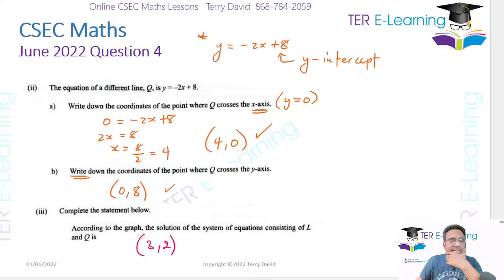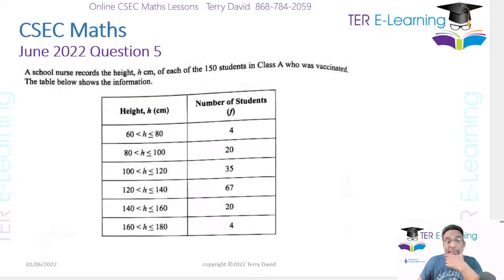Alright, so that's question 4. I don't think we're done yet. Oh yeah, we're done with question 4. This is question 5, right?